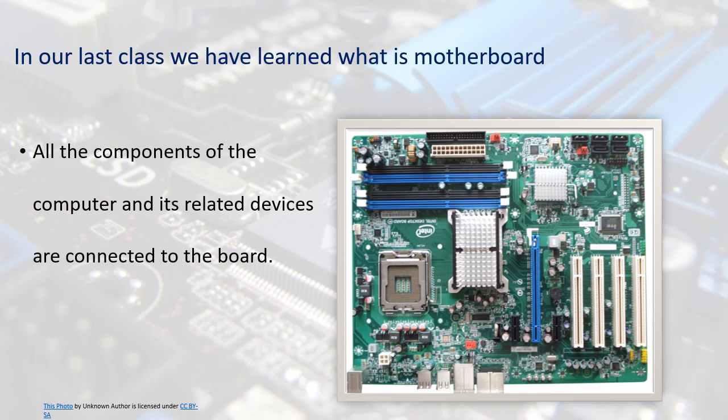In our last class, we have learned what is motherboard. Motherboard is a PCB, that is printed circuit board. All the components of the computer and its related devices are connected to this board. So we call it as main board. And what is related devices? Any external devices like keyboard, mouse, monitor, printer, etc. are related devices, or otherwise we can call it as peripheral devices. We have already learned what is peripheral devices in your third standard.